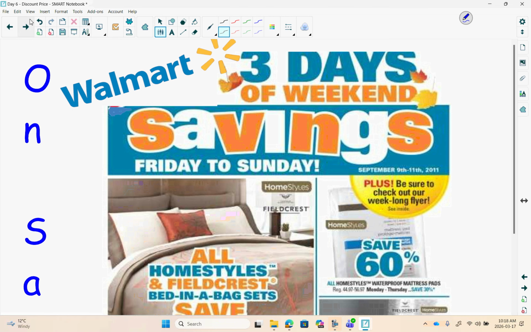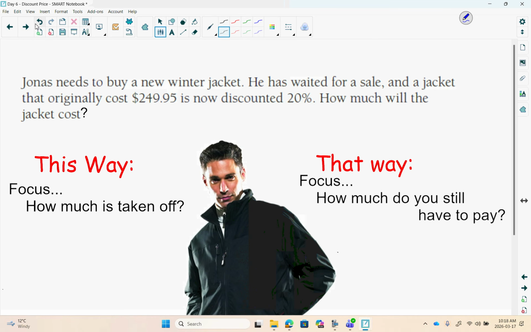All right, so today we're going to talk savings. Discounts, and all of these things should lower the cost that you pay for the item. So here's a question. It says Jonas needs to buy a new winter jacket. He has waited for a sale, and a jacket that originally cost $249.95 is now discounted 20%. How much will the jacket cost?